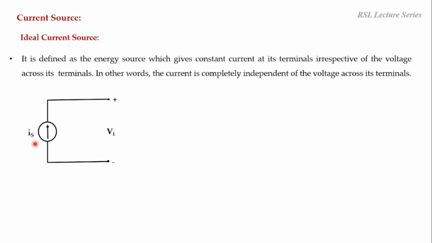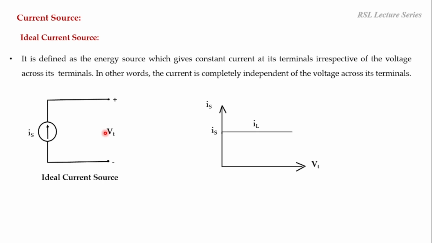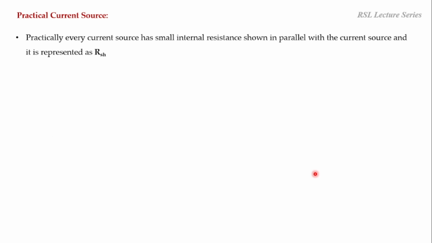Is is the current given by the source, and Vt is the terminal voltage. If you see the characteristics, this current will remain the same. If we connect a load across these two terminals, the current will flow through the load. The load current IL will be equal to Is. This will remain constant irrespective of an increase in voltage Vt. Now we'll see the practical current source.